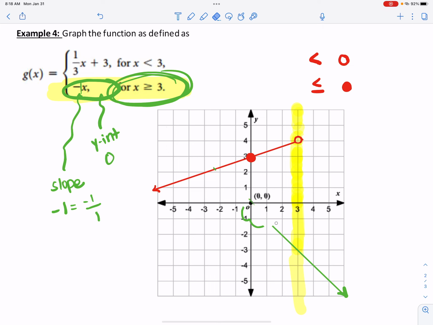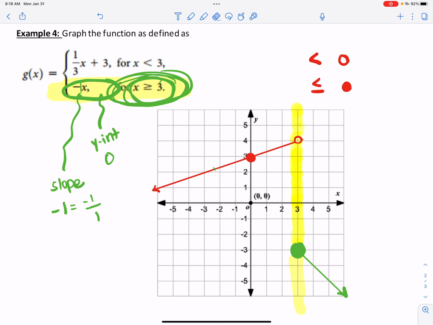Now you might be wondering, why did you even draw it if you were going to have to erase it? I wanted you to see where it came from. That's why I included that. Okay. So I've only kept the green graph after 3. Now as far as at 3, am I going to do an empty dot or a filled in dot? Filled in, good, because it's x is greater than or equal to 3.